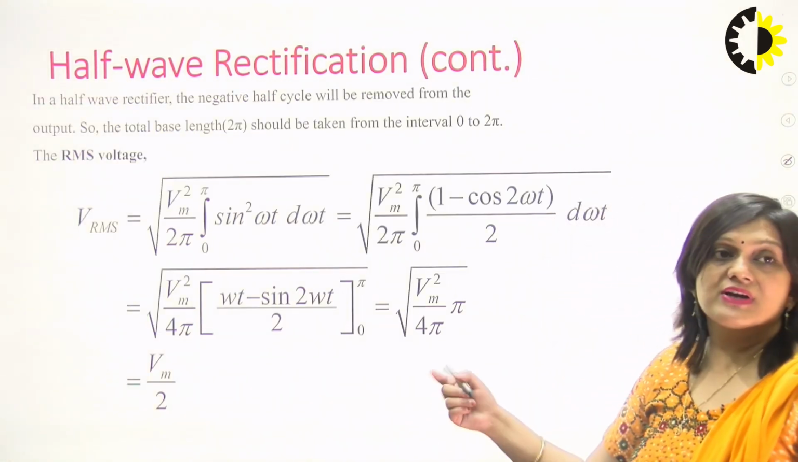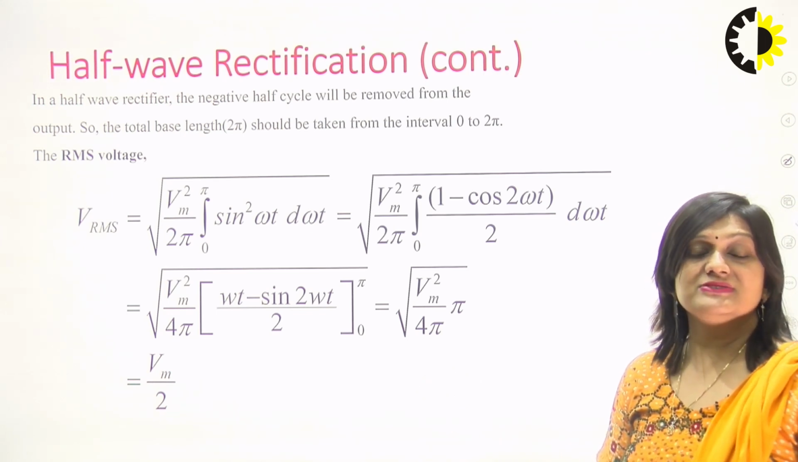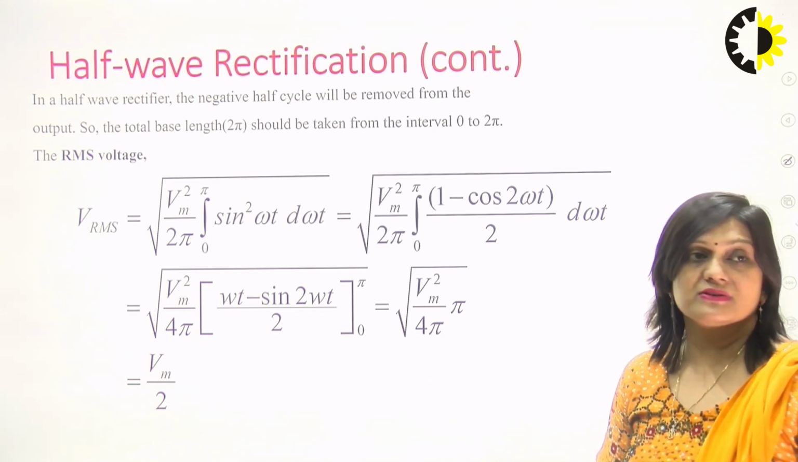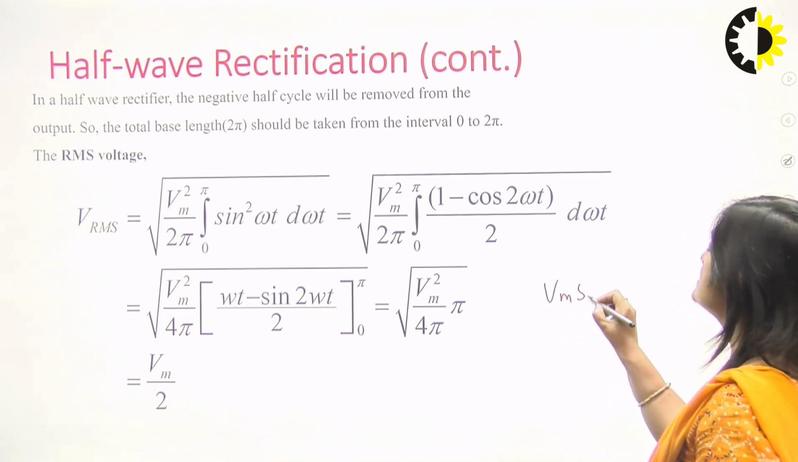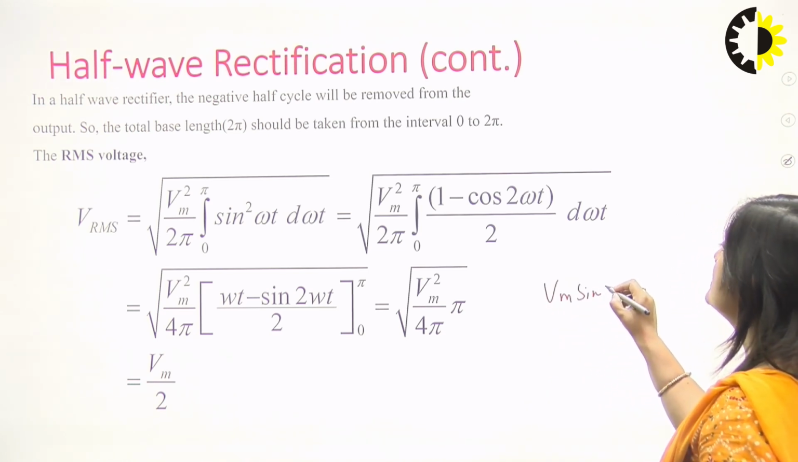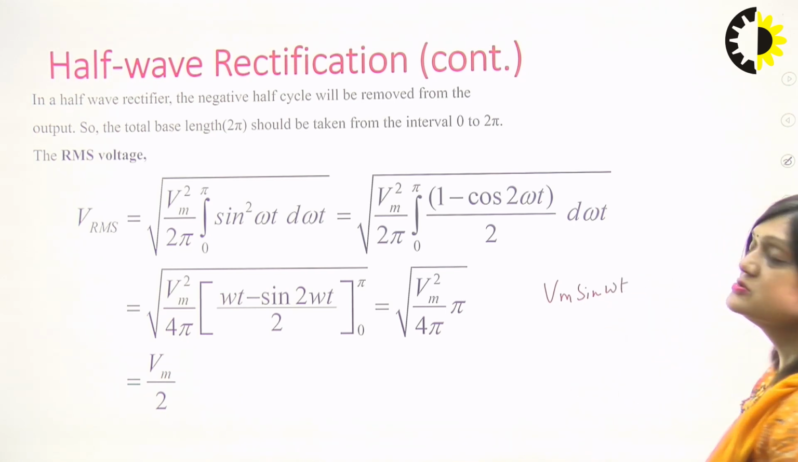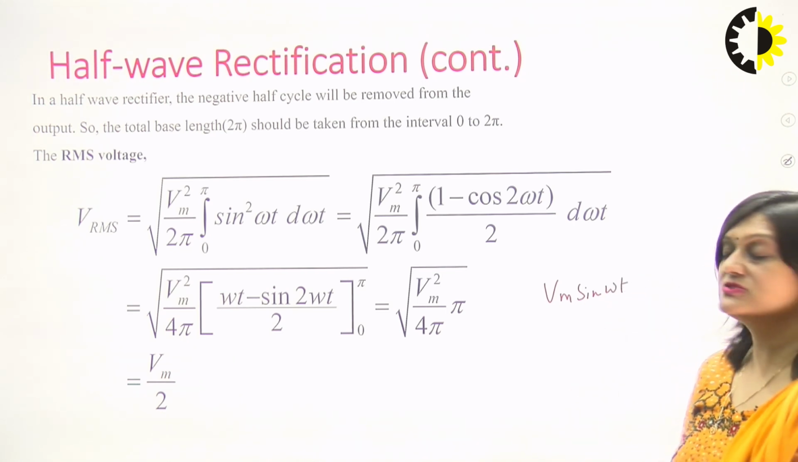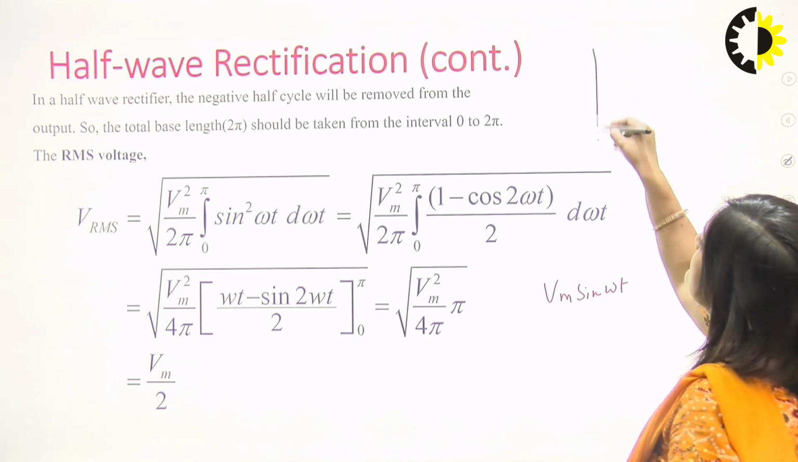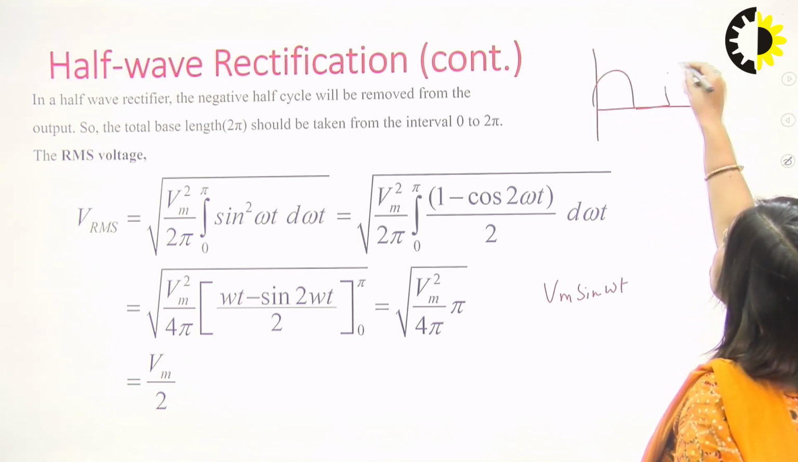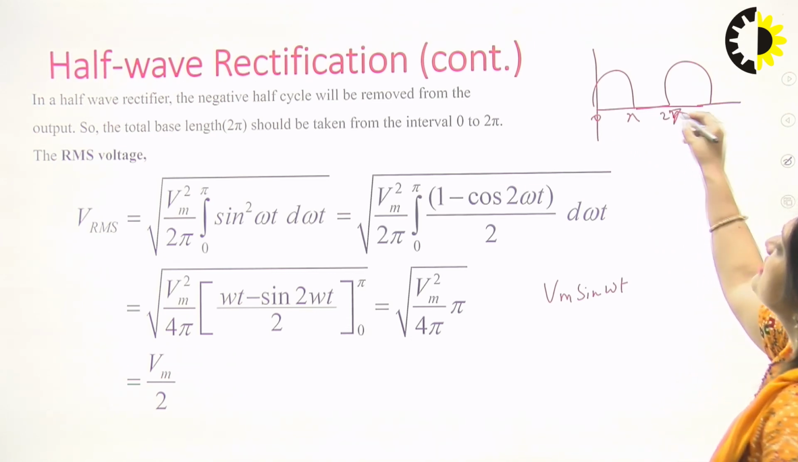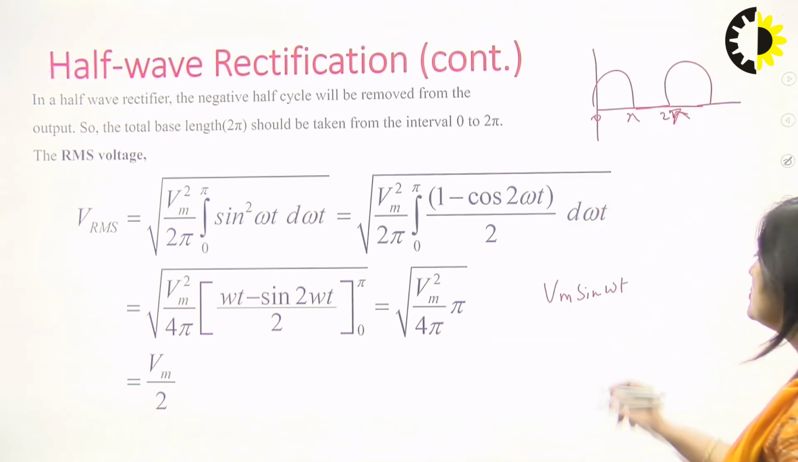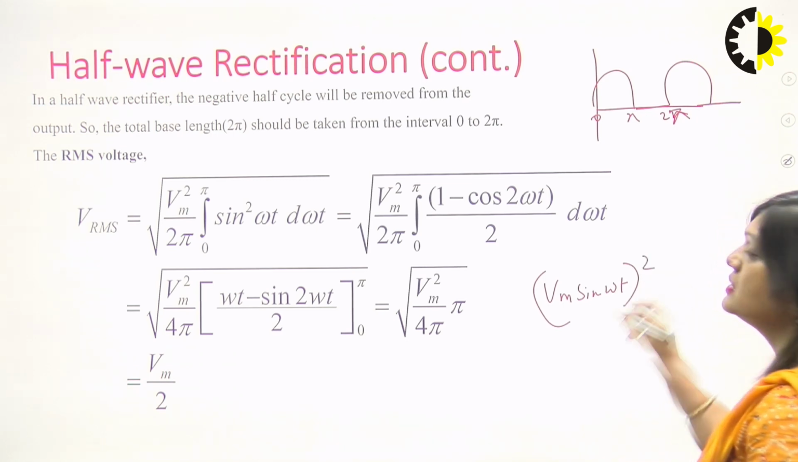And this is for the VRMS voltage. VRMS voltage means root mean square voltage. So for finding root mean square voltage, we will take Vm sin omega t. So this is the output voltage that we are getting, like in this way, we are getting 0, pi, 2 pi. Complete waveform is at 2 pi. So we will square this waveform.